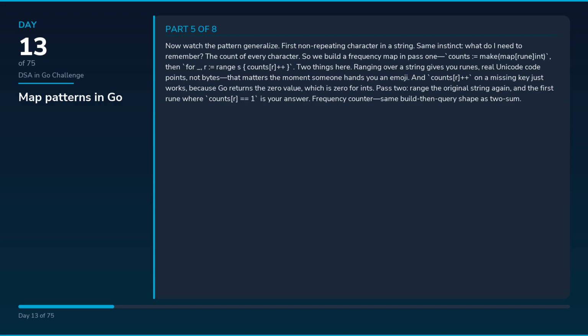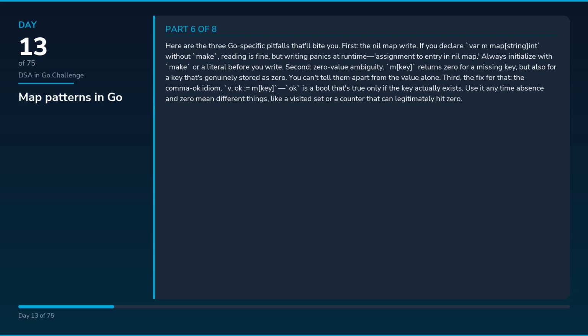So we build a frequency map in pass 1. counts equals make map[rune]int, then for underscore, r equals range s, counts[r]++. 2 things here. Ranging over a string gives you runes, real Unicode code points, not bytes. That matters the moment someone hands you an emoji. And counts[r]++ on a missing key just works, because Go returns the zero value, which is 0 for ints. Pass 2. Range the original string again, and the first rune where counts[r] equals 1 is your answer. Frequency counter, same build then query shape as 2sum.